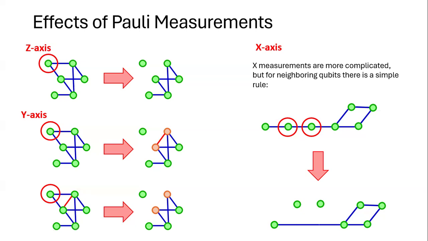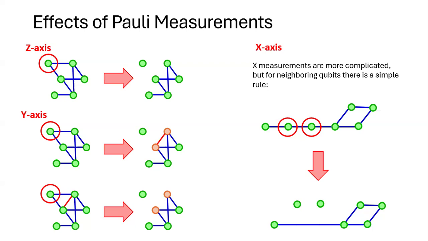Pauli Z will just remove the connection of that qubit with the rest of the graph. Pauli Y will do that, plus this additional step of changing the status of connectivity between its neighbors. And you have to do this for each neighbor pair you see. Pauli X is slightly more complicated.